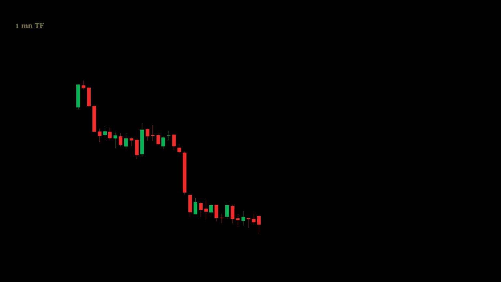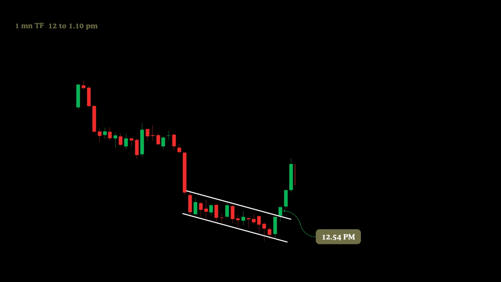In the same way, if you were trading Nifty 50 from 12 noon to 1 p.m., and if you check the 10-minute chart, after falling sharply, the market trades for a long time in a small range by forming small candles. But this range gets broken at 12:54. It breaks and moves rapidly upward.